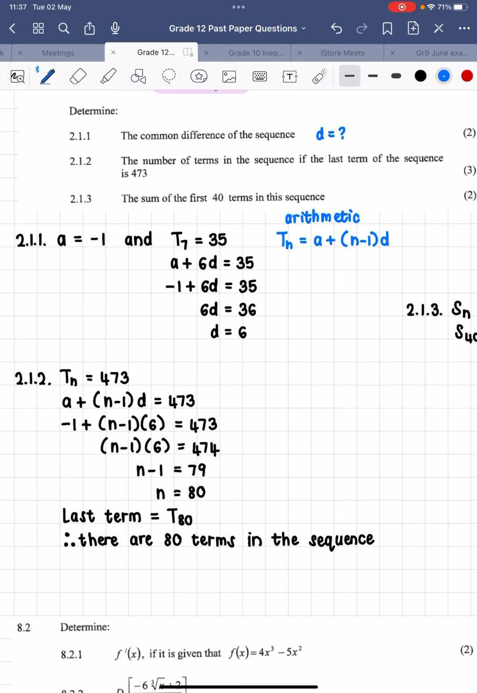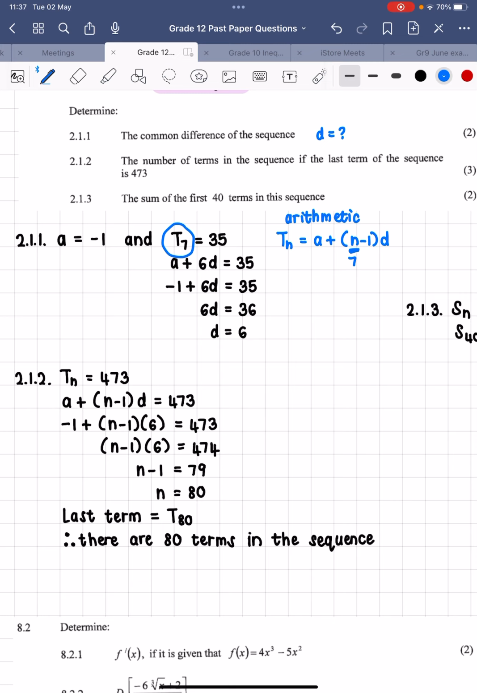Okay. Now what I did here is I rewrote term 7 using this formula, right? If it's term 7, it's going to be A plus 7 minus 1 D. Does that make sense? Term 7 means that your N value is 7. So that's why I rewrote it as A plus 7 minus 1, which is 6D. And that is then equal to 35. That's what they told us, right? They told us that that term is 35.